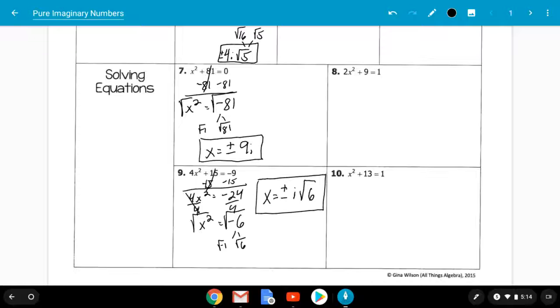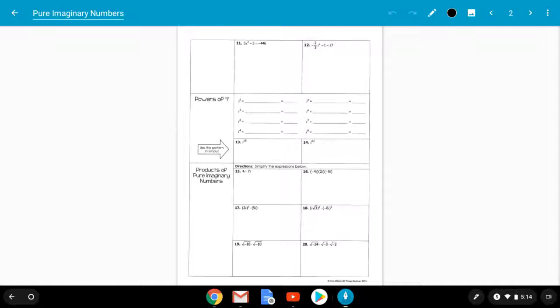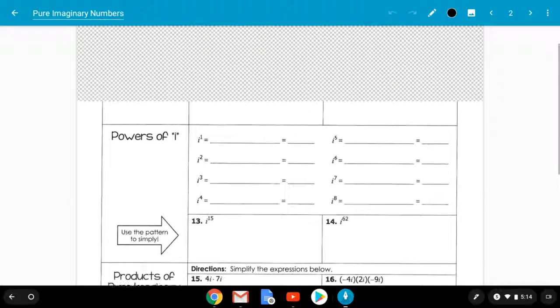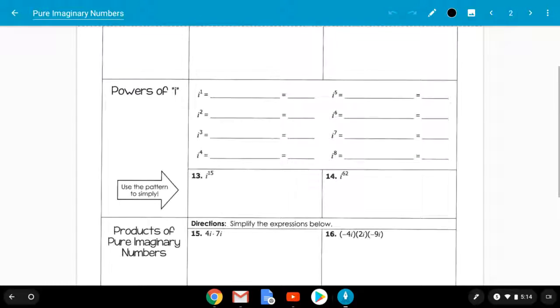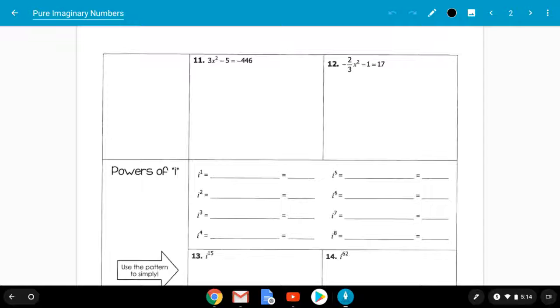Okay, let's look at another example here. Alright, so what I'm going to do here, number 11, is add 5 to both sides. So I'm going to get 3x squared equals negative 441. And then I'm going to divide by 3. Now I'm going to get x squared equals, let's do that, 441 divided by 3, is going to be negative 147.